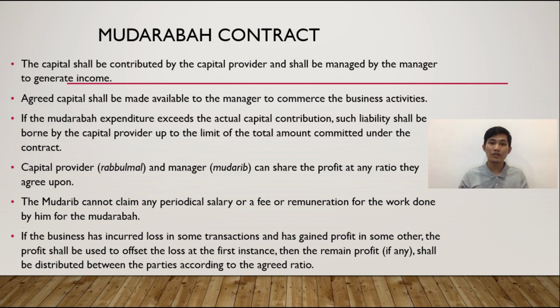In terms of profit, mudarabah contract applies profit sharing to both parties, the capital provider, which is Rabul Mal, and the manager, which is mudarib, who can share the profit at any ratio they agree upon. Apart from the agreed proportion of the profit, the mudarib cannot claim any periodical salary or fee of remuneration for the work done by him for the mudarabah. If the business had incurred loss in some transaction and has gained profit in some other, the profit shall be used to offset the loss at the first instance. Then the remaining profit, if any, shall be distributed between the parties according to the agreed ratio.